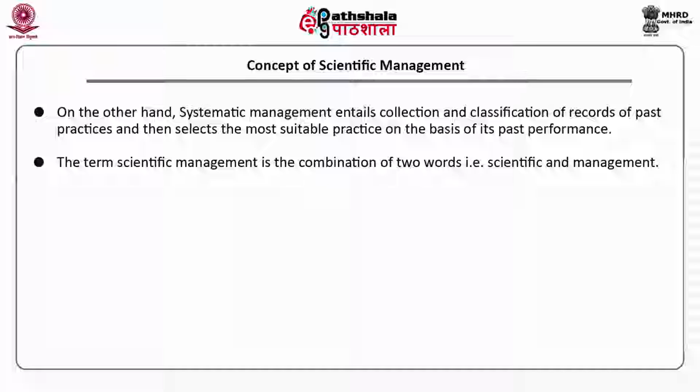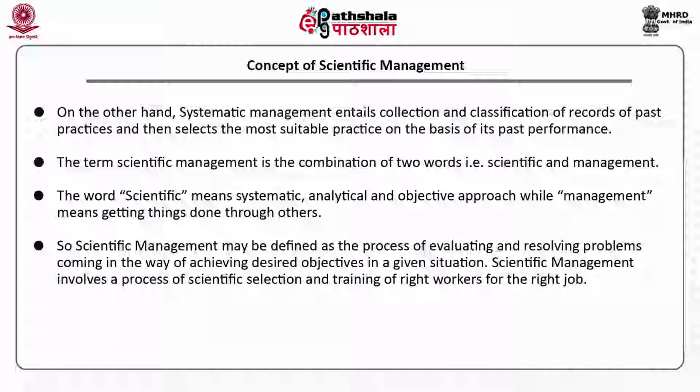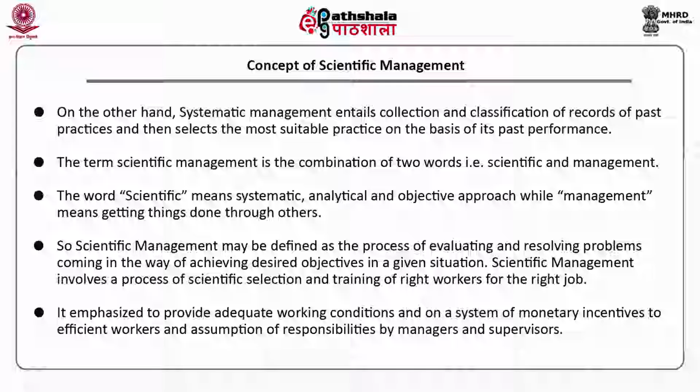The term scientific management is the combination of two words, scientific and management. The word scientific means a systematic, analytical and objective approach, while management means getting things done through others. So, scientific management may be defined as the process of evaluating and resolving problems coming in the way of achieving desired objectives in a given situation. Scientific management involves a process of scientific selection and training of the right workers for the right job. It emphasized providing adequate working conditions and a system of monetary incentives to efficient workers, and assumption of responsibilities by managers and supervisors.